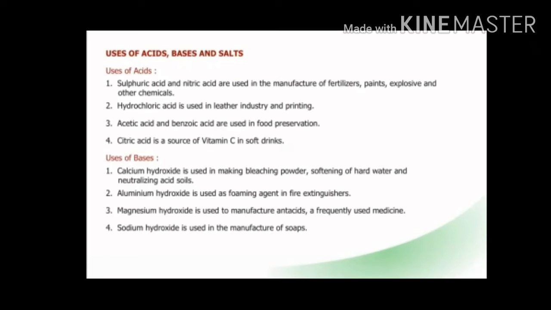Now, the topic is uses of acids, bases, and salts. First is uses of acids. Different acids which we use are hydrochloric acid, sulfuric acid, nitric acid, and acetic acid. Now, hydrochloric acid is used in the leather industry and printing, and it is also used in the synthesis of chemicals. Sulfuric acid is used in the manufacture of fertilizers, paints, explosives, and many other chemicals. And it is also called the king of chemicals. Sulfuric acid is known as the king of chemicals.